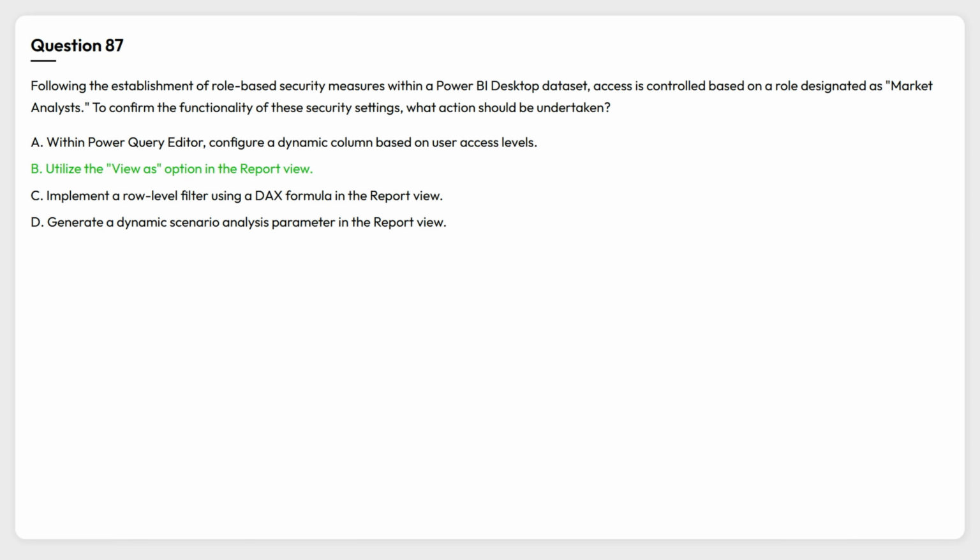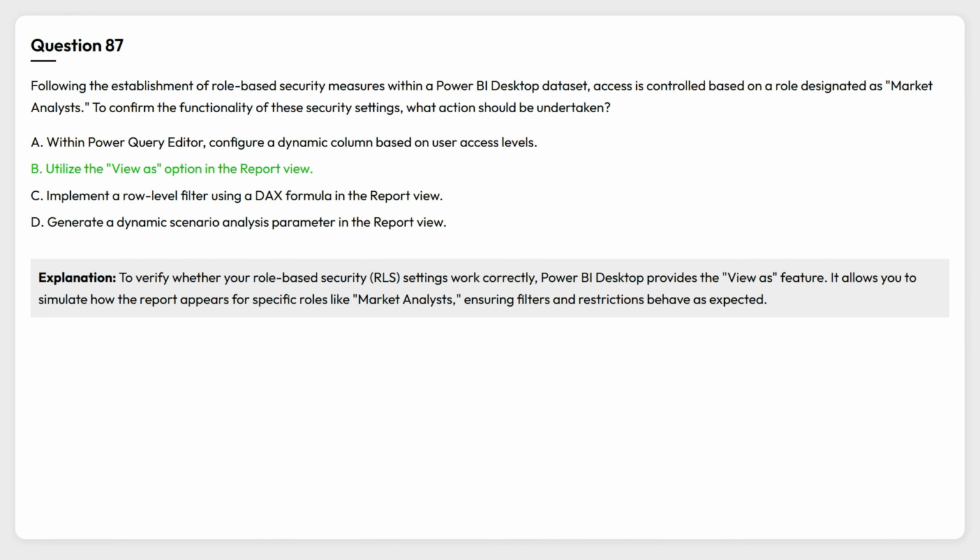The correct answer is option B. Utilize the View As option in the report view. To verify whether your role-based security (RLS) settings work correctly, Power BI Desktop provides the View As feature. It allows you to simulate how the report appears for specific roles like Market Analyst, ensuring filters and restrictions behave as expected.